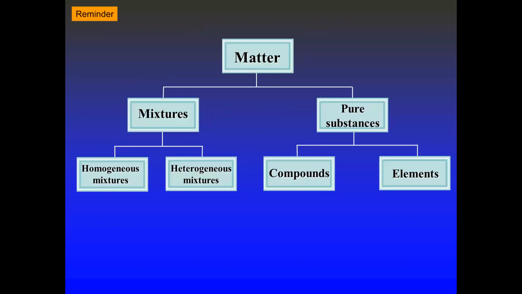First, I would like to review some knowledge we learned in chapter 1. When we talk about matter, it is composed of mixtures and pure substances. And then there are two kinds of mixtures we introduced. One is called homogeneous, and another is called heterogeneous. I hope you still remember that.